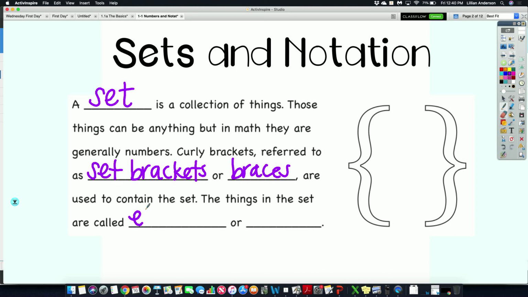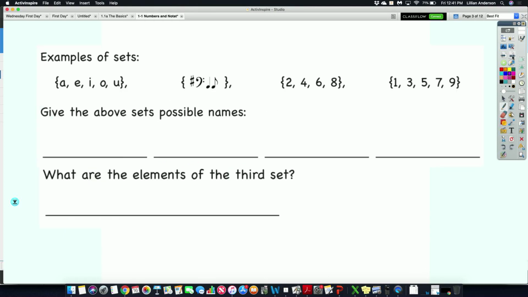Those things that are within the set are called elements, or they are called members of those respective sets. So here's an example of sets. A-E-I-O-U, symbol, symbol, symbol, 2468, 13579. Okay, these are all examples of how the curly brackets are used with relationship to sets.